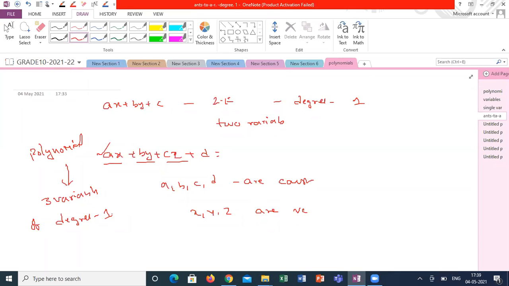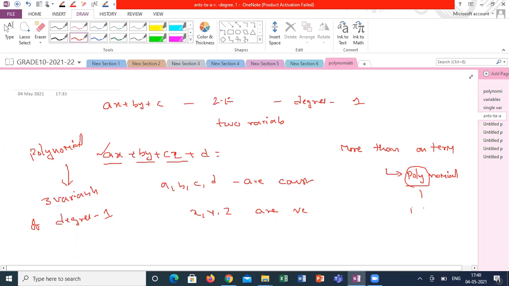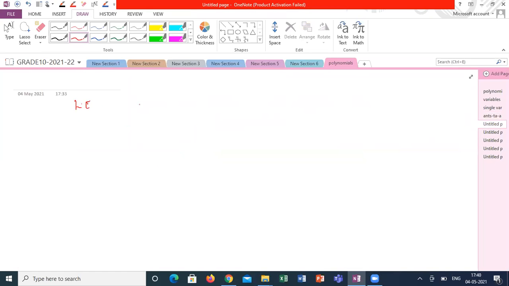See, what I'm trying to say is, polynomial, in the sense, it doesn't matter how many variables it has or what its degree is. It should be more than one term. Any kind of algebraic expression, if it has more than one term, is called a polynomial. Poly means many terms, more than one term. Suppose I am taking linear equations, I can say linear equations of many kinds. ax plus b, a linear equation.